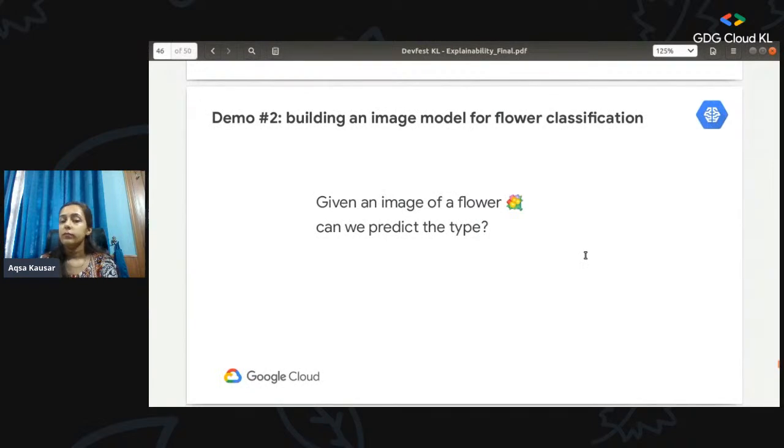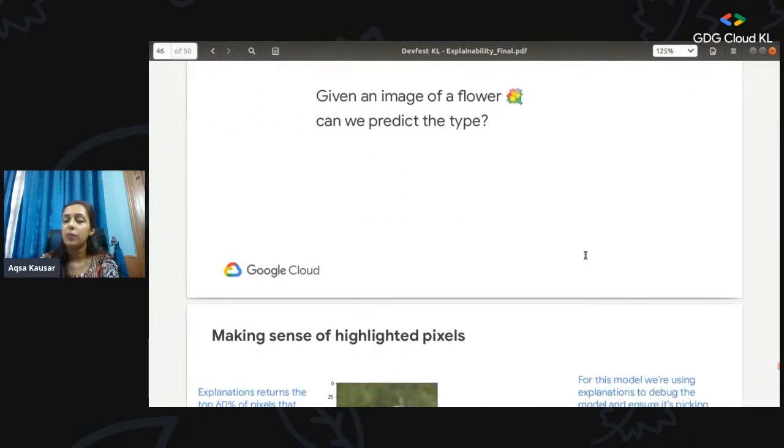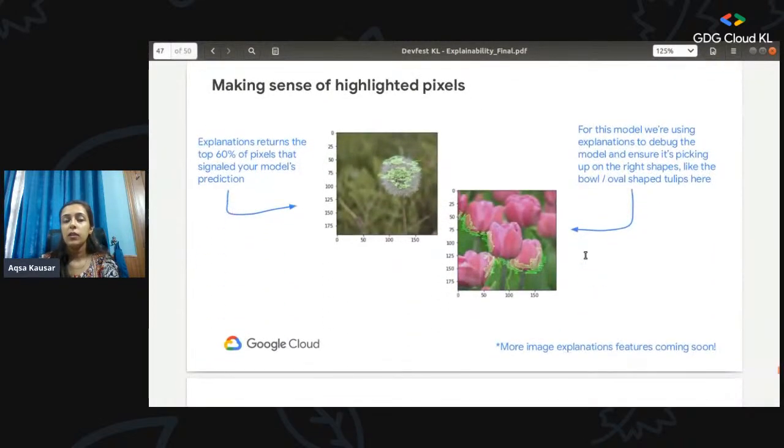So for example, if you're building an image model for flower classification and it gives you the type of the flower, then this is how you would make sense of the highlighted pixels. Explanations basically return the top 60% of the pixels that signaled most to the model prediction to say, okay, this is a tulip or this is a dandelion flower.